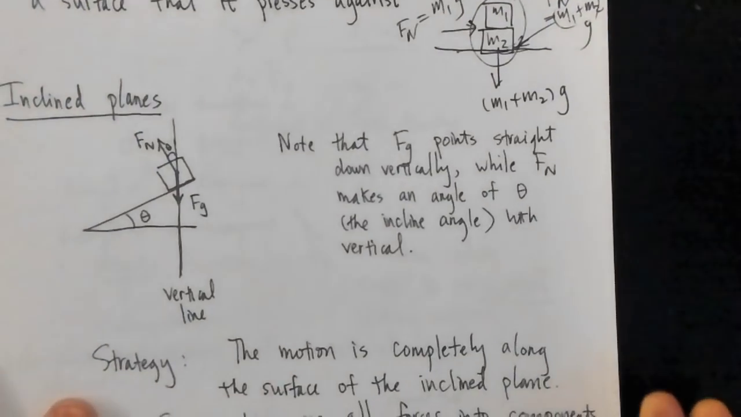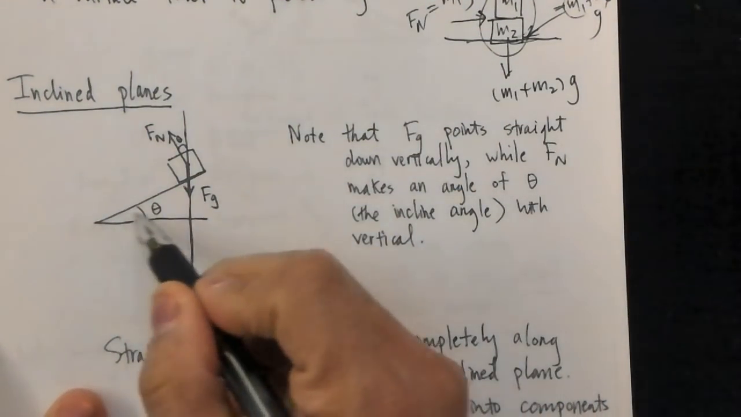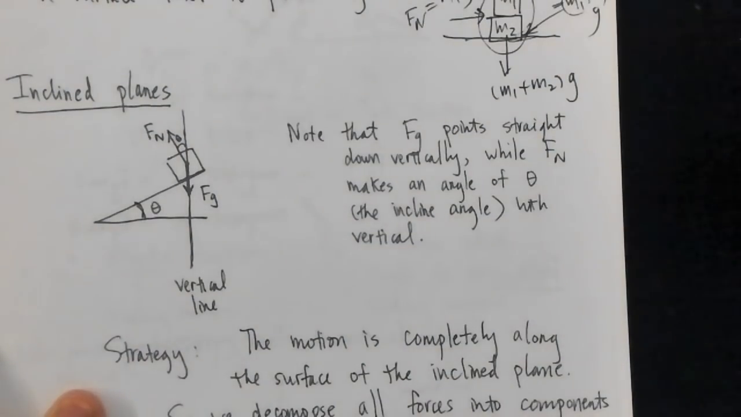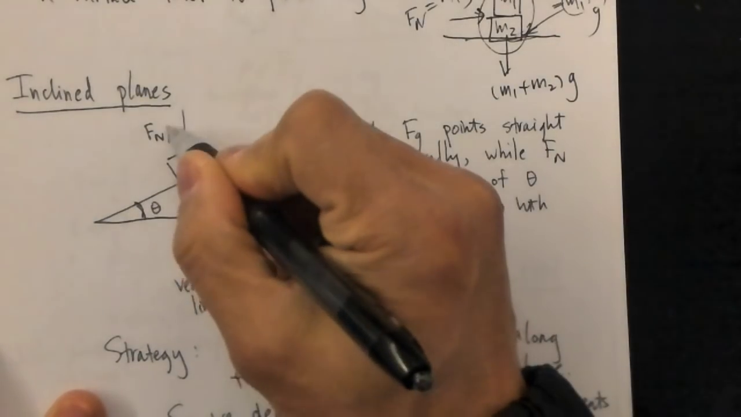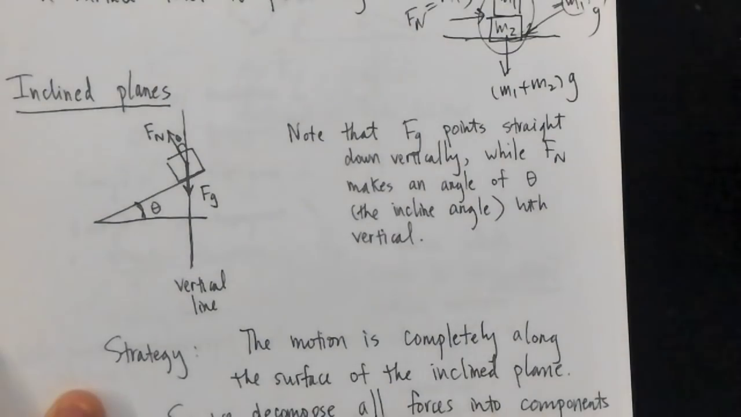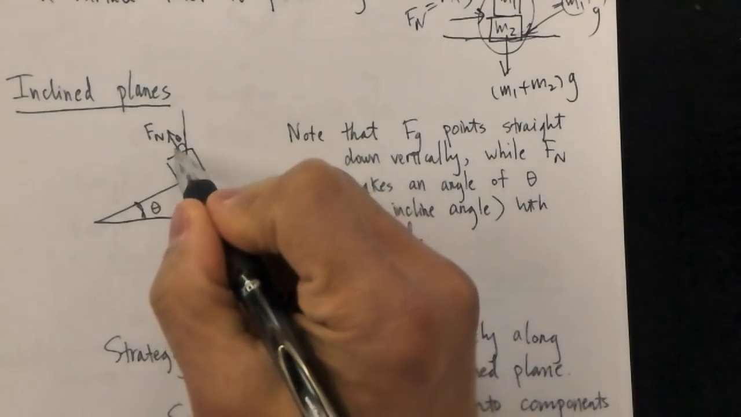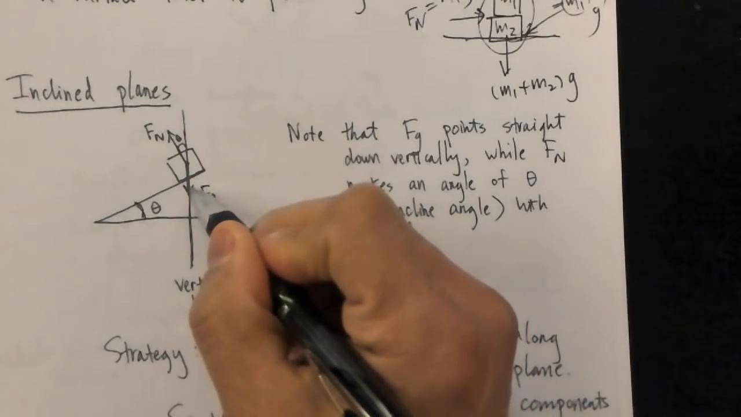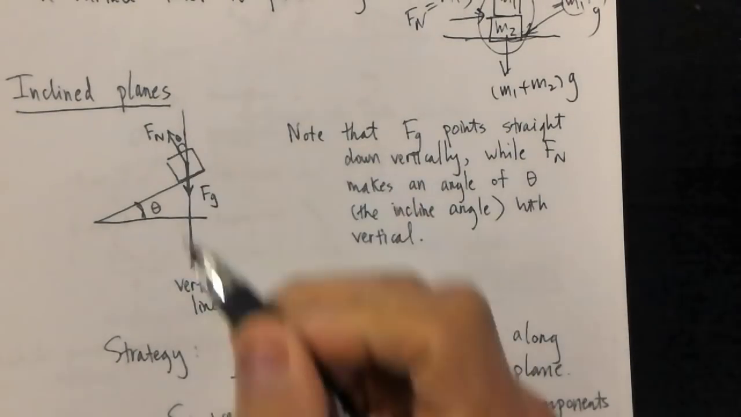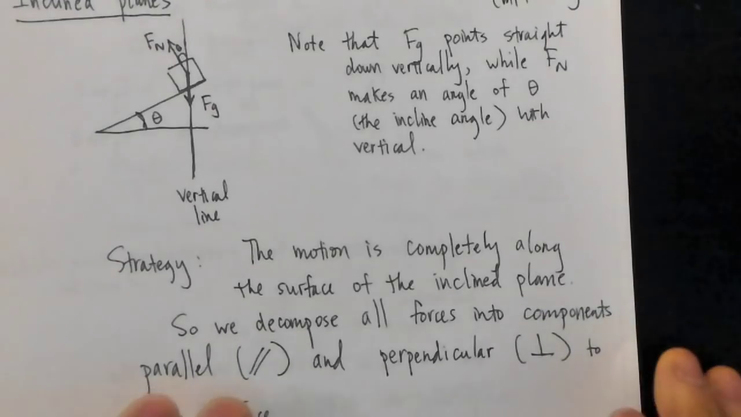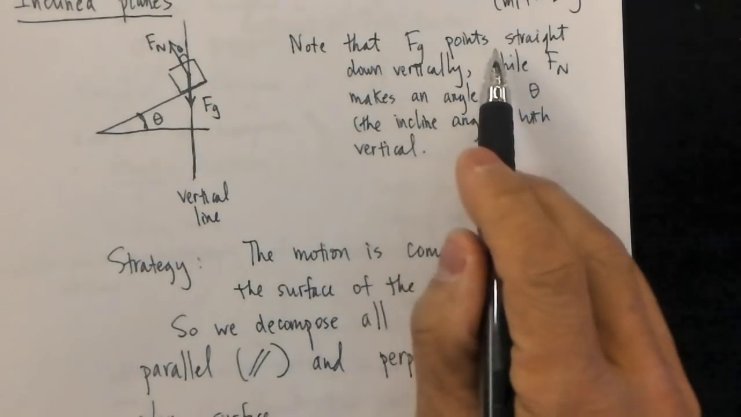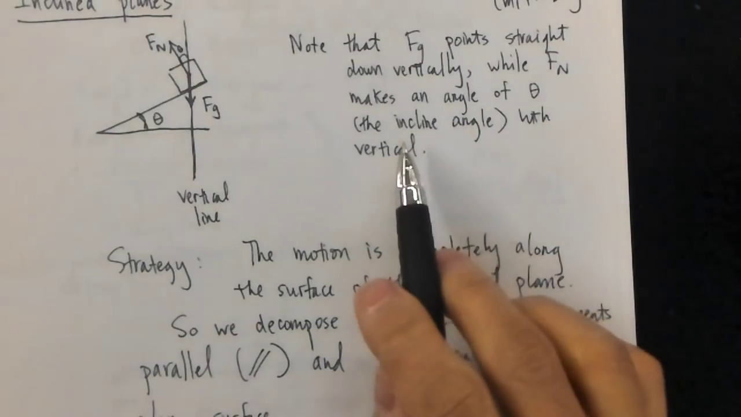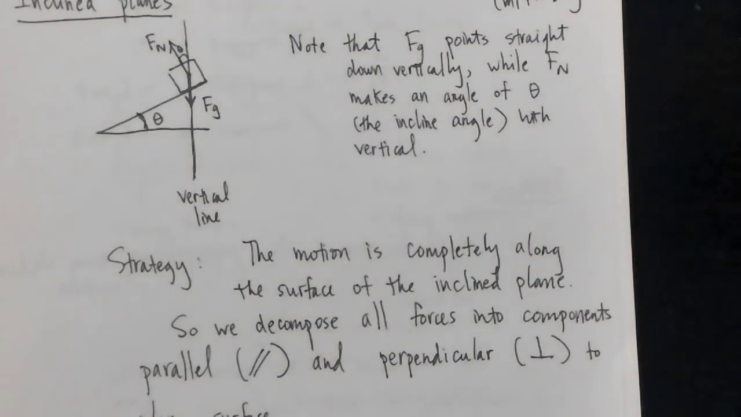Okay, so now let's look at inclined planes. If I have an inclined plane like this, then the angle we call theta. Then we have the normal force that's perpendicular to the surface, and that angle is theta as well. It's the same angle. And we have gravity going straight down. The normal force is going perpendicular to the plane. So Fg points straight down vertically, while Fn makes an angle theta with vertical.